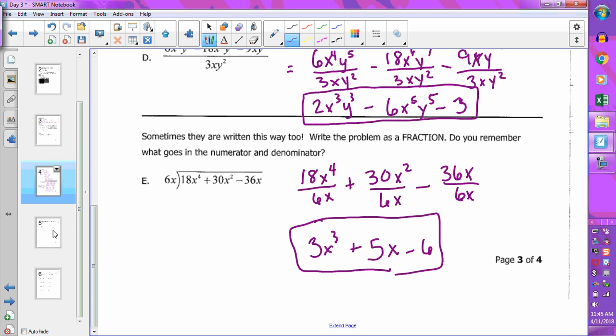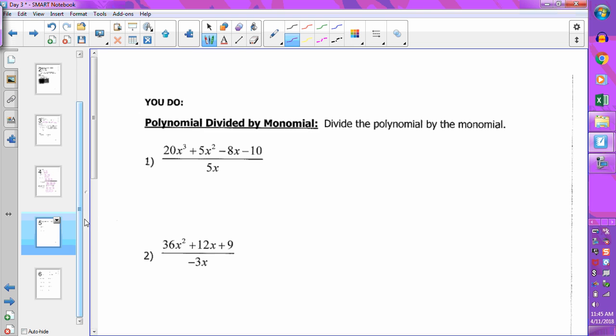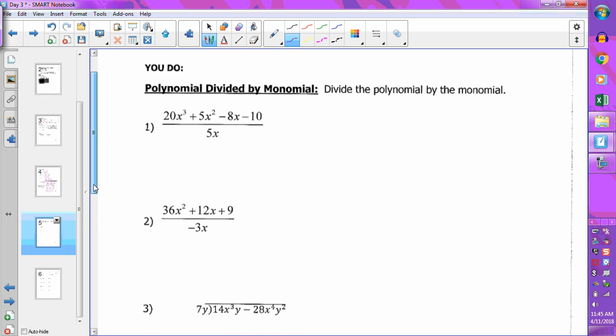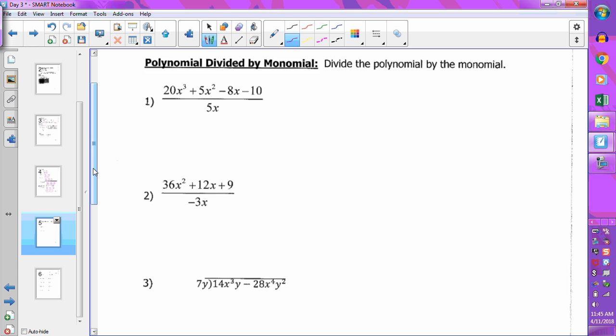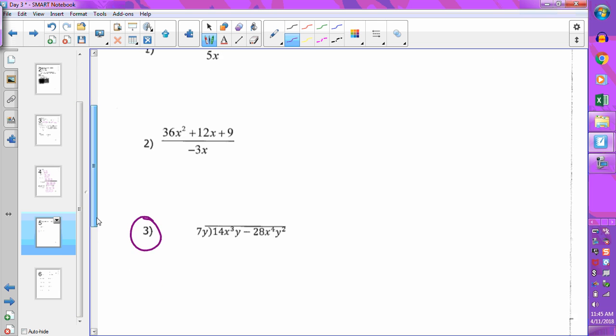Okay, so now that you finished these notes, this right here is the same thing that we did on the previous page. And, you know what, I'll do number 3 for you guys. I'll do number 3.